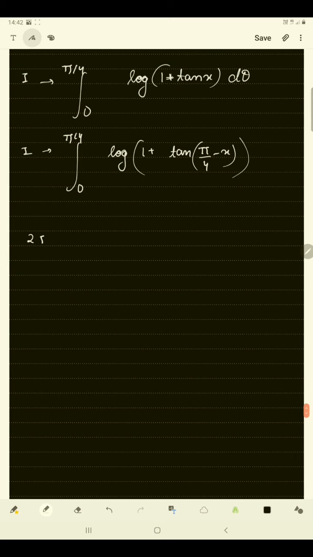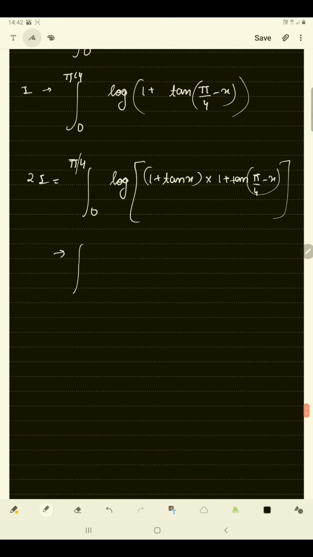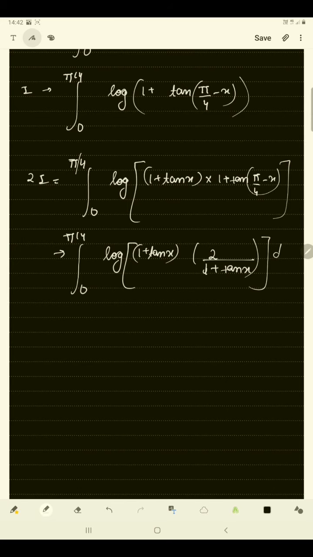Now just adding both of them, we get 2I equals integral from 0 to pi by 4 of log, since log a plus log b is equal to log ab, so I'm just going to write it straight. So we have this multiplied by 1 plus tan of pi by 4 minus theta. So now solving this again, we get 0 to pi by 4 log of 1 plus tan theta and a 2 over here upon 1 plus tan theta, by applying the property of tan a minus b, as we did in the question before.